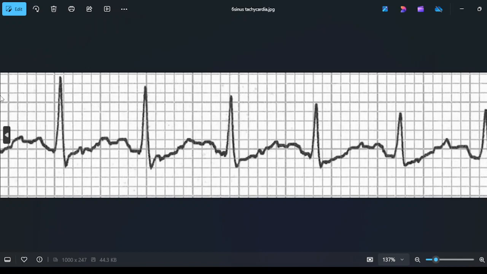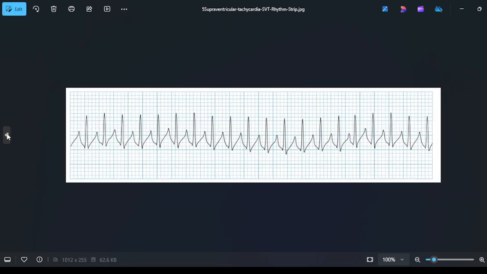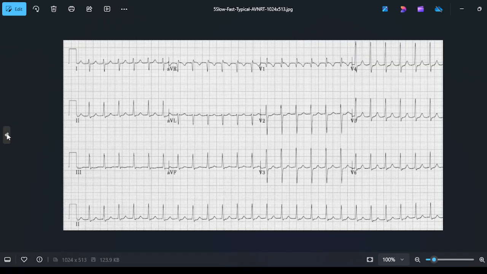So we will go to the next ECG. We are done with sinus tachycardia. It is only the normal ECG, just that the heart rate is high. Next, we will see the supraventricular tachycardias.